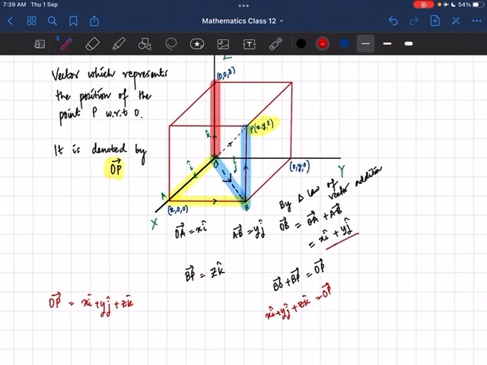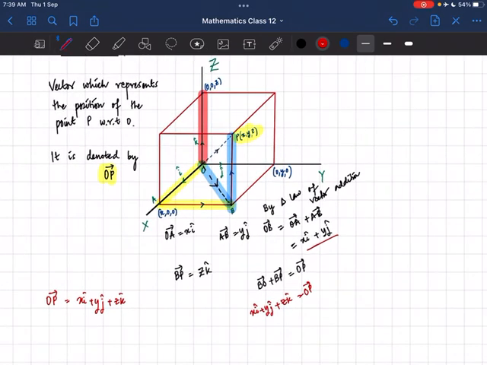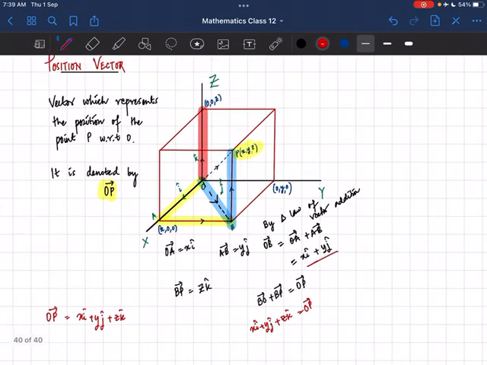So this is the broader method. Now if you want to understand it in a shortcut way, this OP vector is nothing but the vector joining 2 points, because O, the origin, is also a point and P is also a point. So whenever we have to find the vector joining 2 points, the shortcut method is terminal minus initial: the coordinates of the terminal point minus the coordinates of the initial point. The coordinates of P are x, y, z, and the coordinates of O are 0, 0, 0.